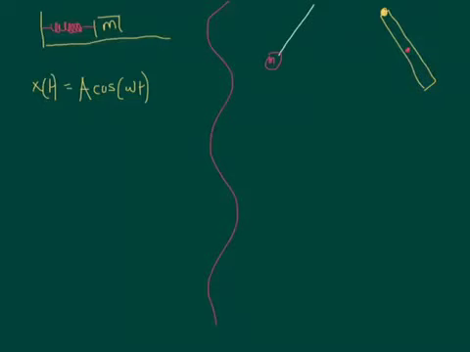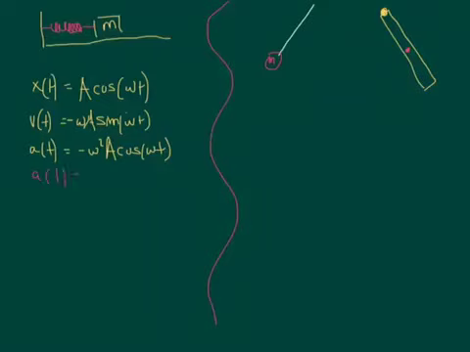Taking the derivative, we can get the velocity as a function of time, which is negative omega times the amplitude times the sine of omega t. Take the derivative again, and we get the acceleration as negative omega squared times the amplitude times the cosine of omega t. If we rearrange the acceleration function, we can also get that our acceleration as a function of time is equal to negative omega squared times the position as a function of time.